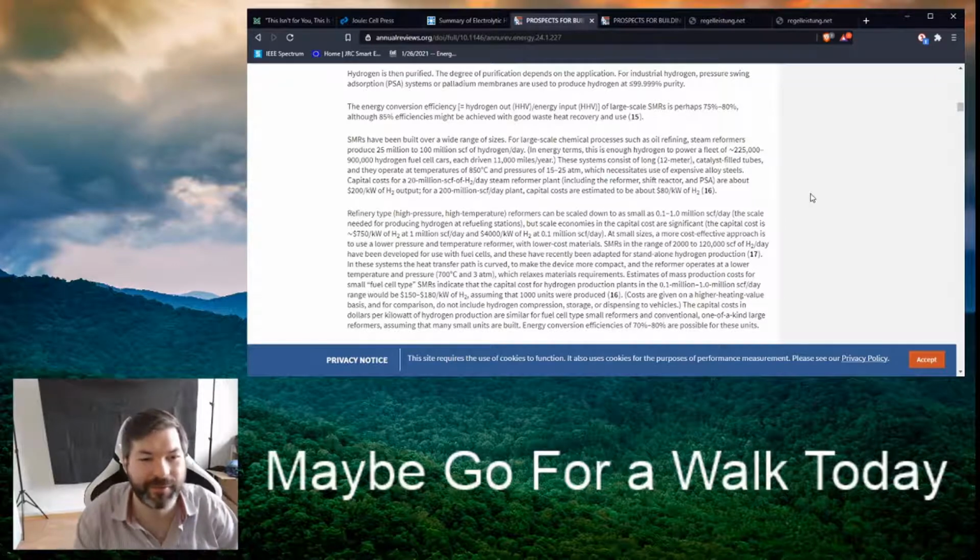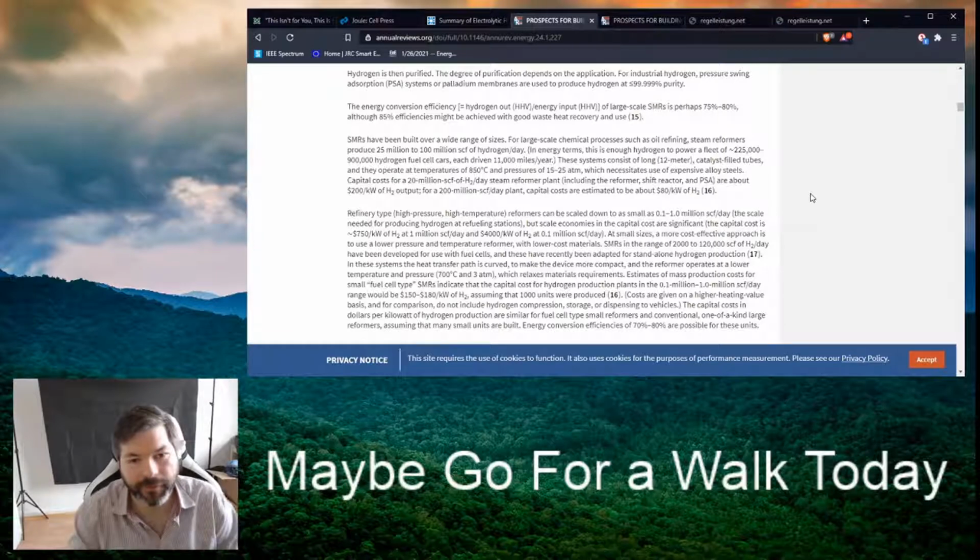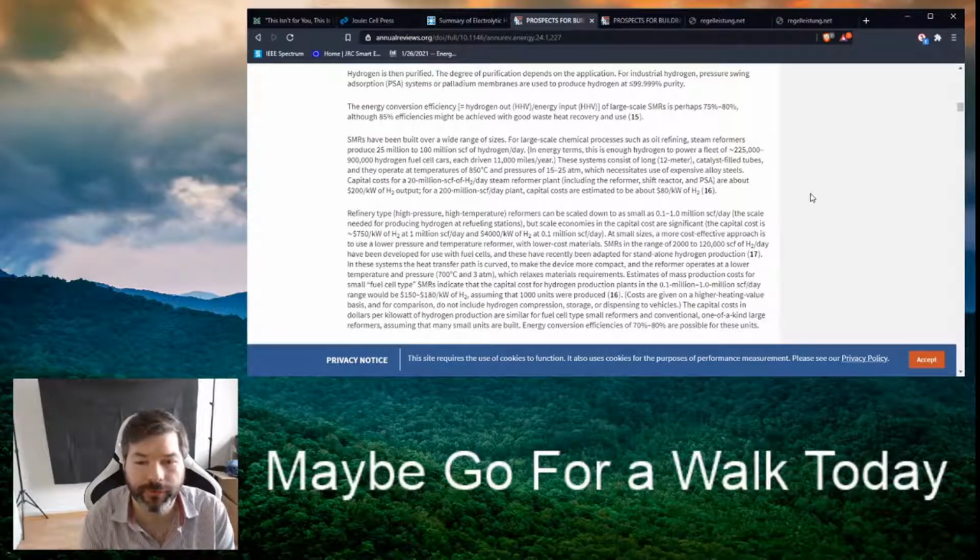to non-cyberpunk. SMRs have been built over a wide range of sizes for large-scale chemical processes such as oil refining. Steam reformers produce 25 million to 100 million SCF of hydrogen a day. In energy terms, this is enough hydrogen to power a fleet of 225,000 to 900,000 hydrogen fuel cell cars, each driven 11,000 miles a year.